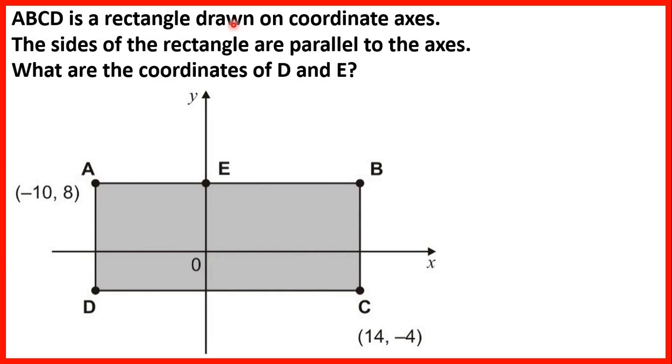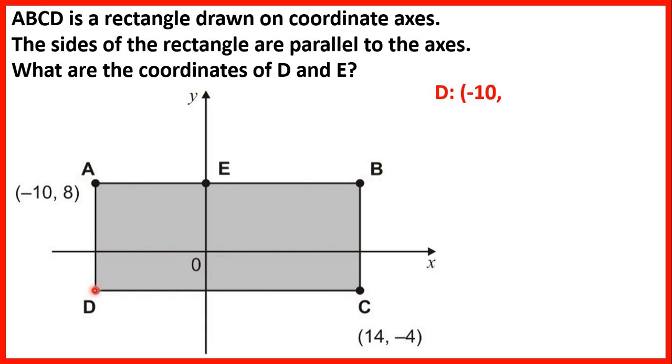ABCD is a rectangle drawn on a coordinate axis. The sides of the rectangle are parallel to the axes. What are the coordinates of D and E? So remember, with coordinates, we write the x coordinate first and then the y coordinate. And we can see that point D is in line with point A, which has an x-coordinate of -10. So that means the x-coordinate for point D is -10 as well.